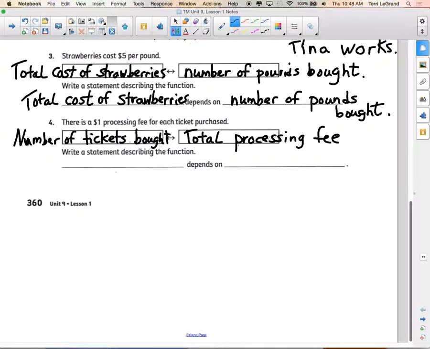So because you have $100, you're willing to buy 100 tickets? Or is it that because you only need 6 tickets, you're going to have to pay $6 for a processing fee? Isn't the processing fee dependent on how many tickets you buy? Yeah, this is hard to understand, isn't it? Okay, the total processing fee, that's what's dependent. It depends on number of tickets bought.